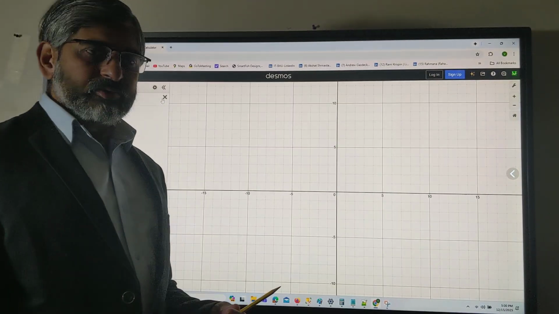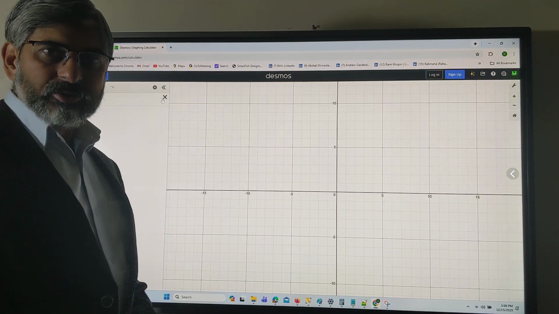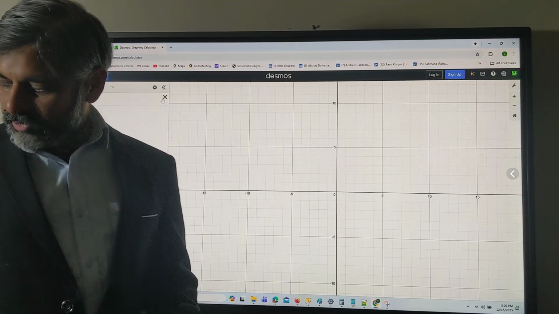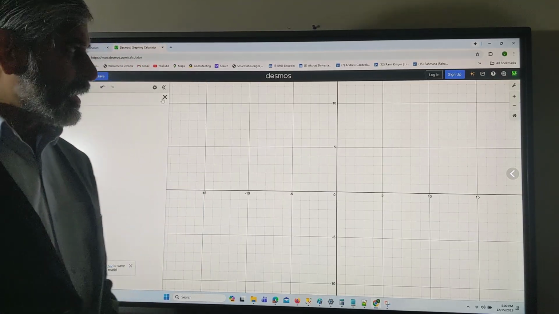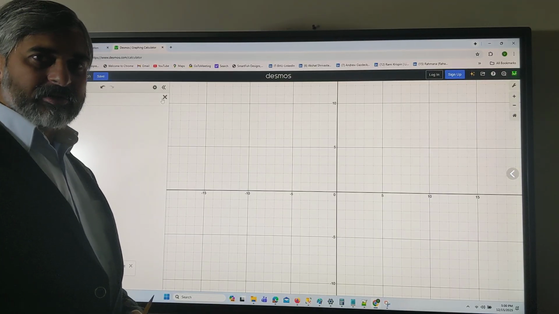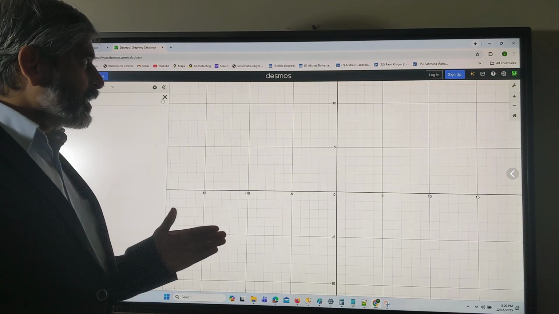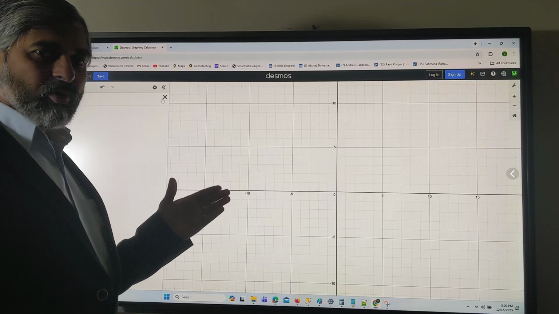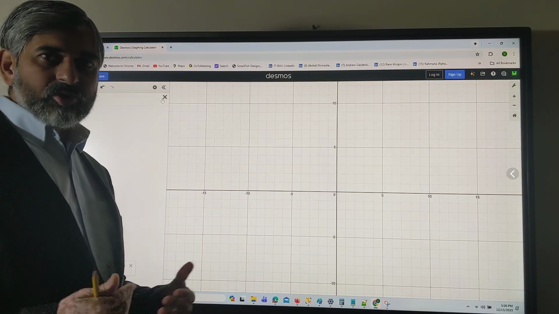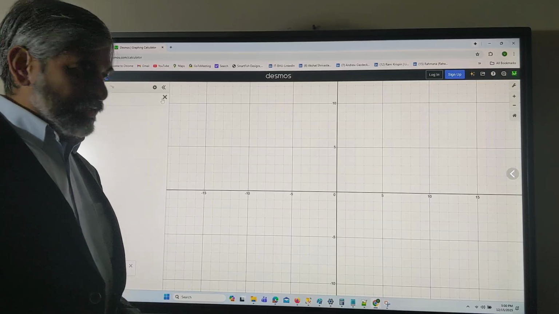SAT now allows the use of Desmos to solve some of its problems, for example those involving straight lines, parabolas, and other kinds of graphs, and maybe some circles. So let's take a quick demo of how Desmos is used and how you can use it to solve the problems in your SAT exam.